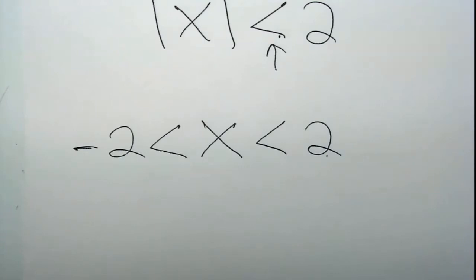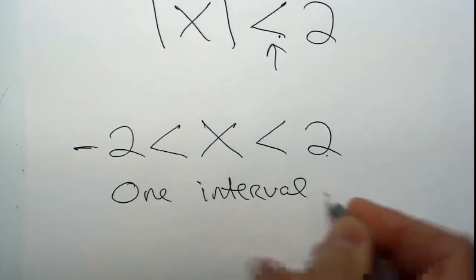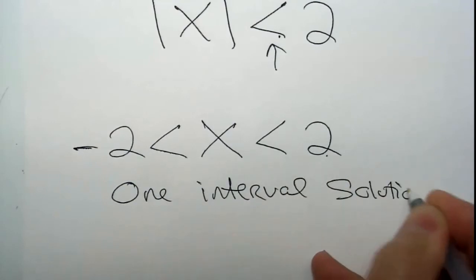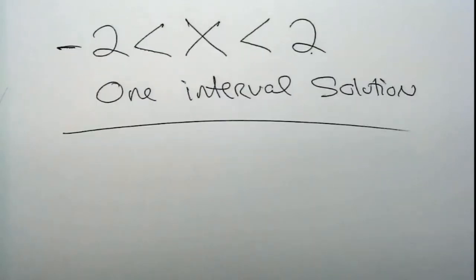We would call this a one-interval solution. That's a one-interval solution. Because there is only one interval. All the numbers between -2 and 2. Okay, guys, let's take a look at a two-interval solution.